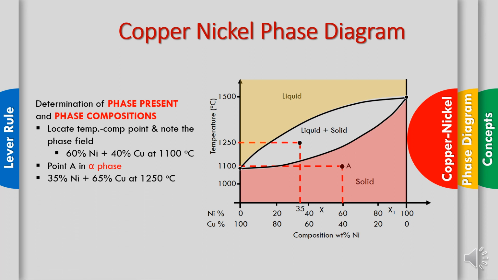Also, if you look at 35% nickel at 1250, this point becomes point B. Here there is a mixed phase of liquid and solid, and for the symbol we can write alpha plus L, where L stands for liquid and alpha stands for solid.